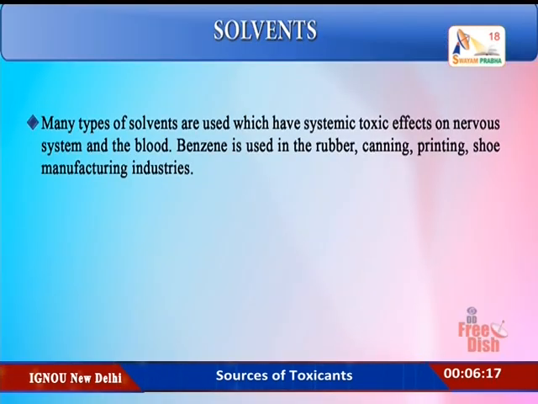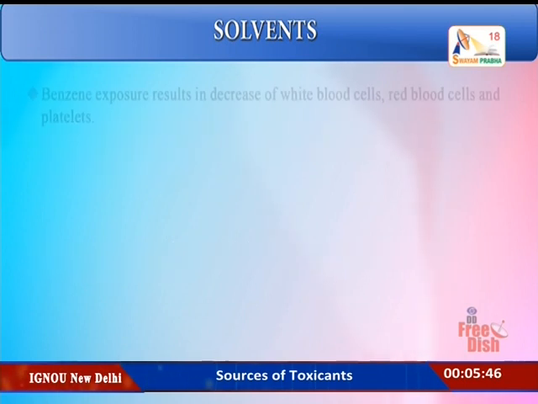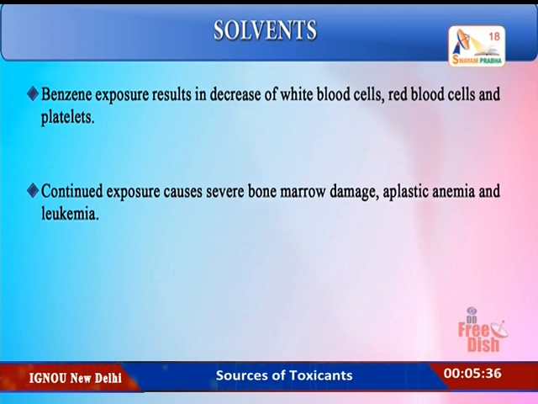Solvents. Many types of solvents are used in industrial processes, and they have systemic toxic effects on the nervous system and also on the blood. Benzene, for example, is used in the rubber industry, the canning industry, printing, and shoe manufacturing industries. Benzene will affect the blood and the hematopoietic system, and it also affects the bone marrow, because the bone marrow is very important in blood forming tissues and platelet formation, and benzene is an immunosuppressant. Benzene exposure results in a decrease of the white blood cells, the red blood cells, and also the platelets. So continued exposure will cause severe bone marrow damage, aplastic anemia, and also leukemia.